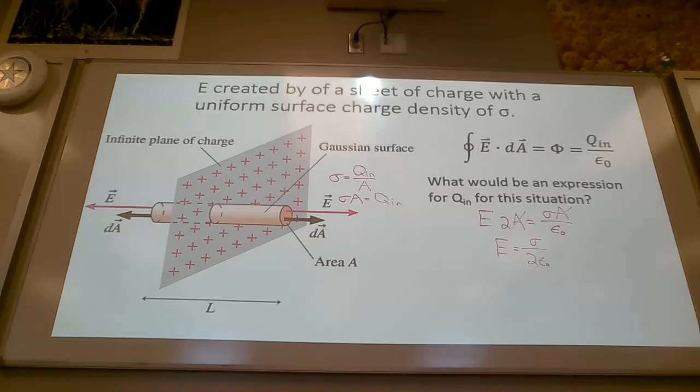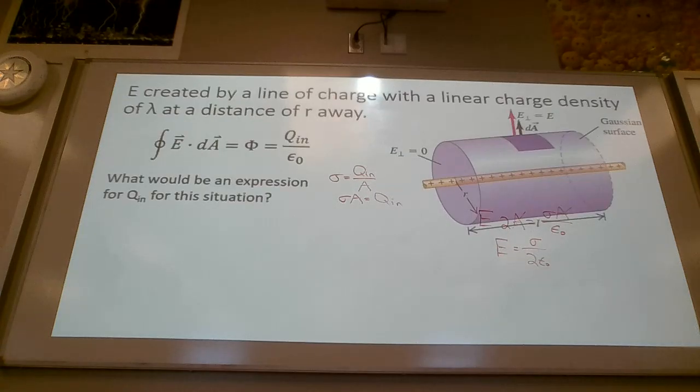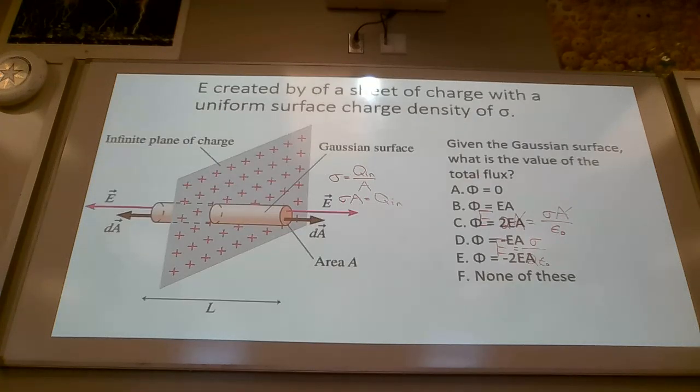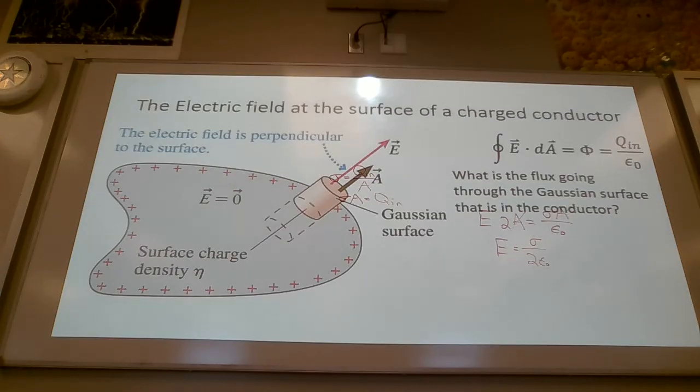Okay. Good with that? That is Exhibit B. Exhibit A was this. Exhibit C is a charged conductor.